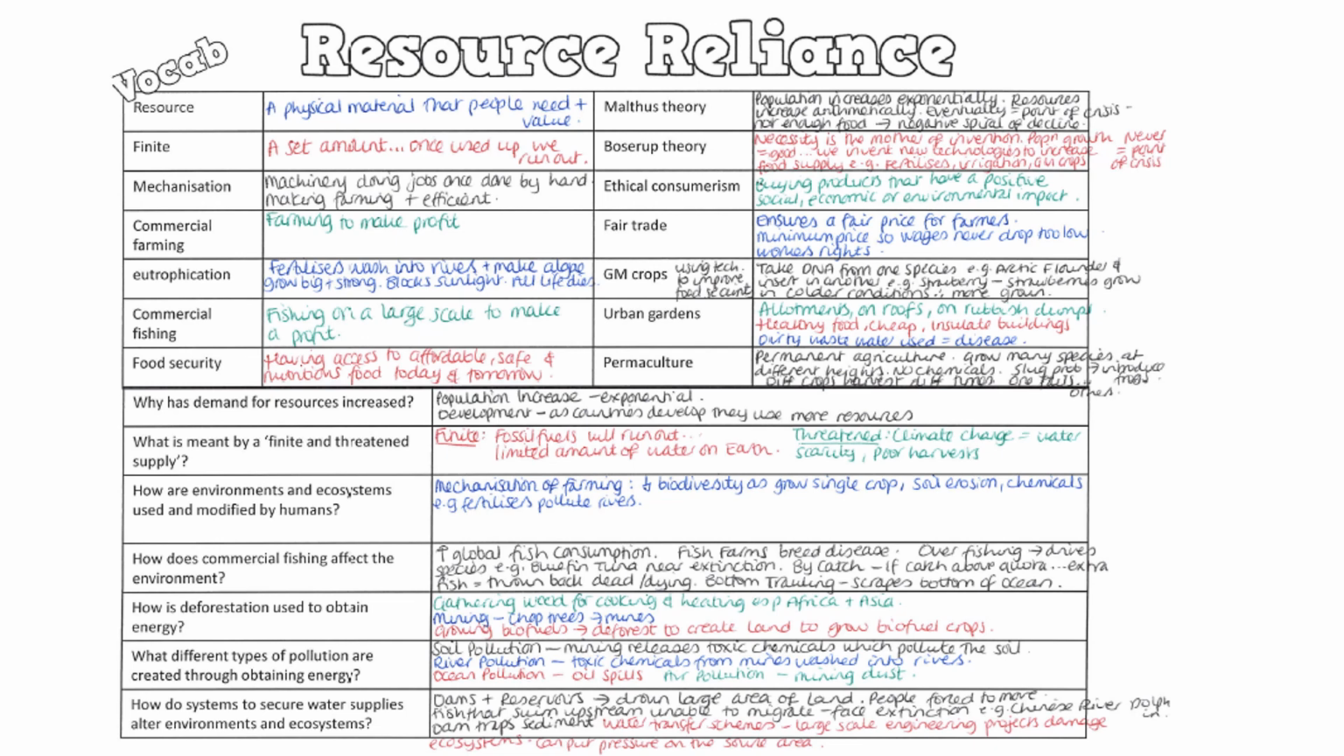How are environments and ecosystems modified by humans? So we mechanise our farming. We change the rivers, we put dams in, we change our natural ecosystems and turn them into big farms. Commercial fishing. We overfish. We want certain fish, for example, the bluefin tuna. And we've fished that to near extinction by taking so many of them out of the ocean.